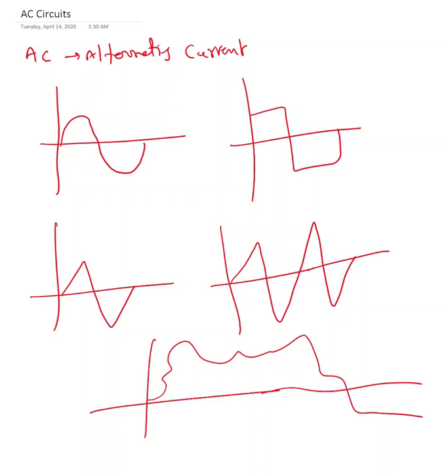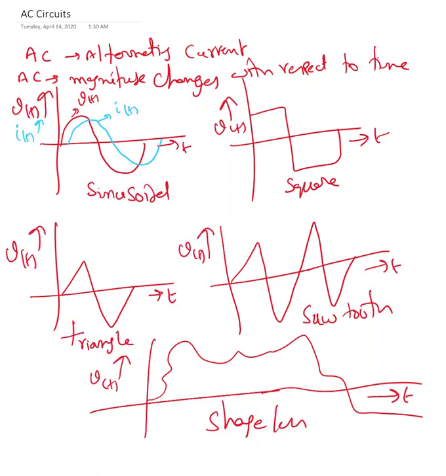So AC means magnitude changes with respect to time. All these five waveforms are AC waveforms. As I mentioned, there are different types: sinusoidal waveform, square waveform, sawtooth, triangle, and shapeless. As long as magnitude changes with respect to time, we call it AC voltage.